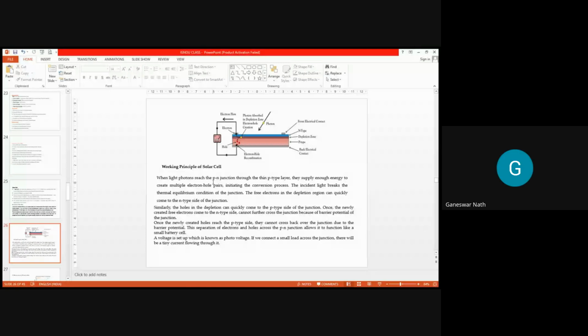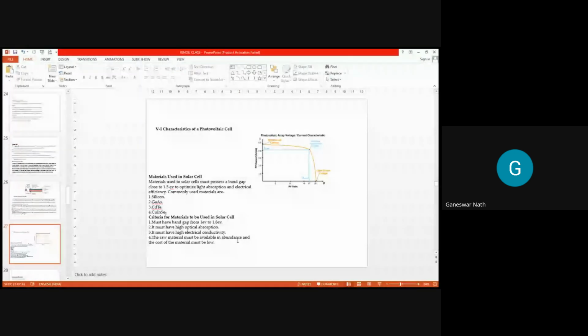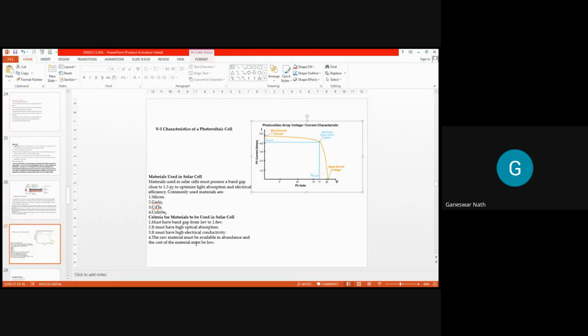Okay, don't worry. So this is the total working principle of the solar cell. Now I'm coming to the VI characteristic. You can see this is the peculiar VI characteristic of the solar cell. This is the photo current, and this is the photo voltage. One thing we can mark, students, is what happens when we increase the voltage.